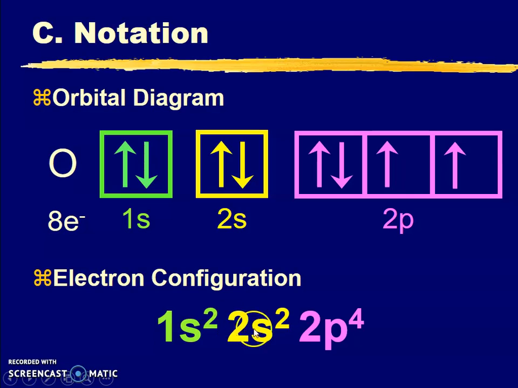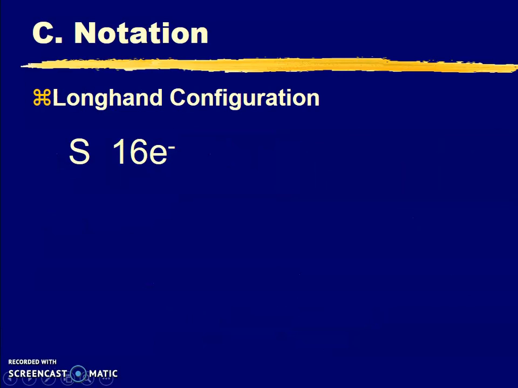Okay, and they go in this order. You just follow the periodic table. You just go box to box to box. You just follow along. Okay, so the longhand configuration was what I just showed you. But let's do another example.